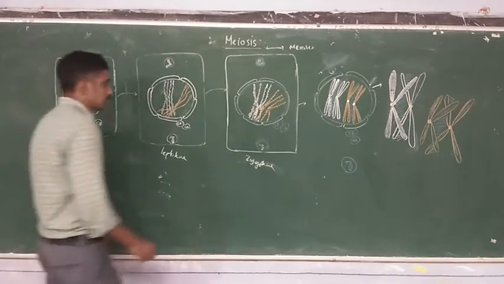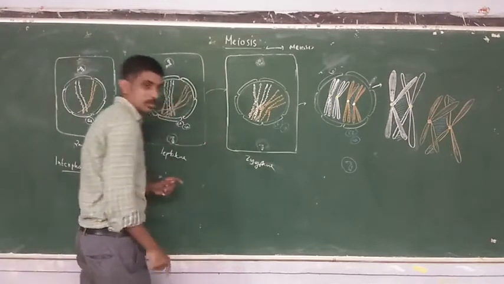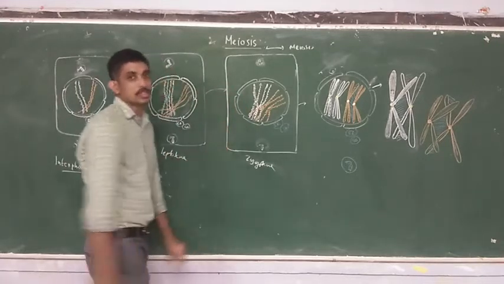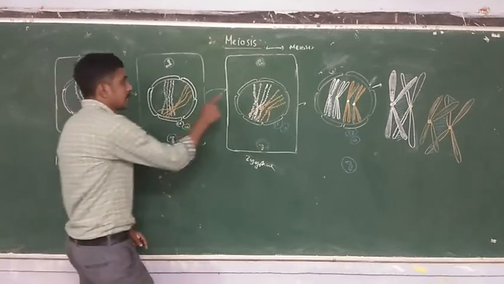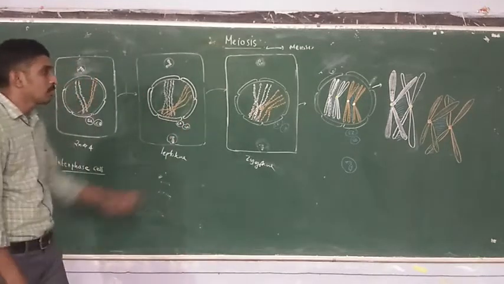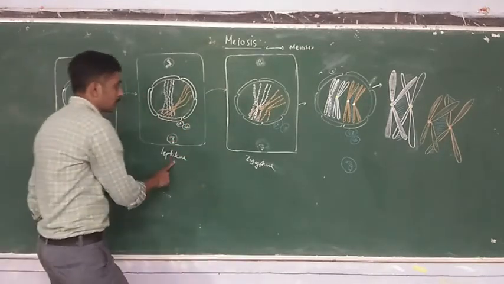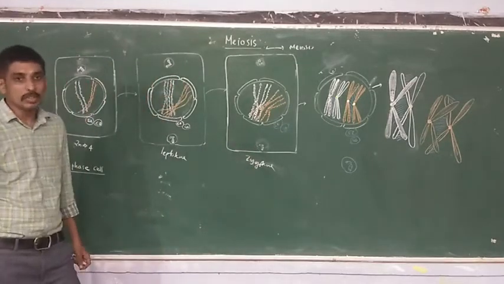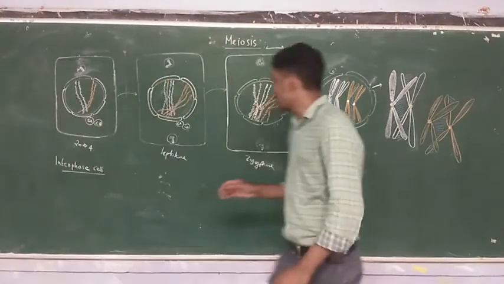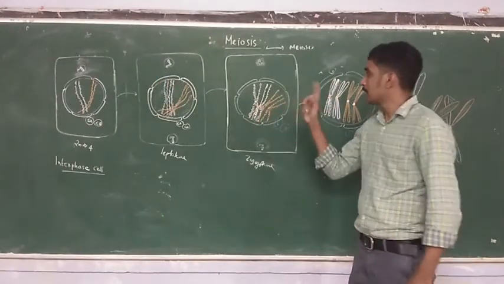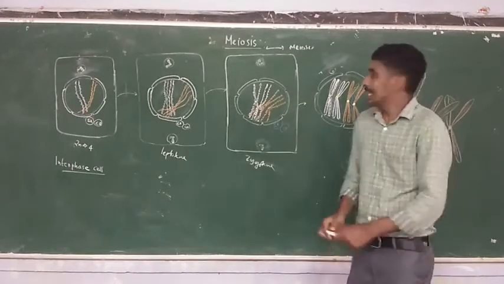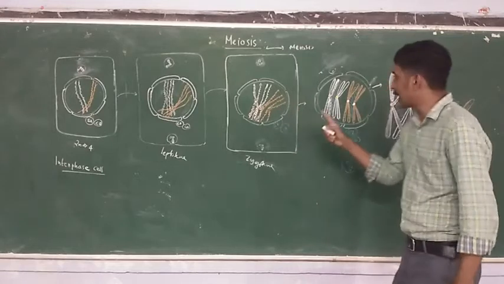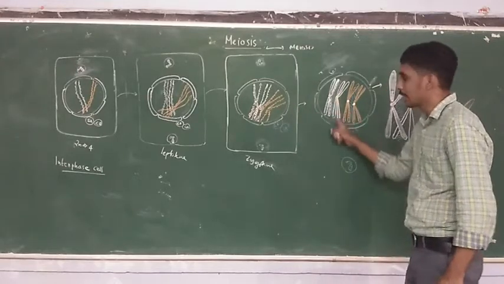Zygote, condensation of DNA continues. That is why the structure begins slightly changing into a definite chromosome-like structure. So in the zygote stage, when we move from the leptotene stage into the zygotene stage, condensation of DNA continues gradually and finally forms a structure like this.